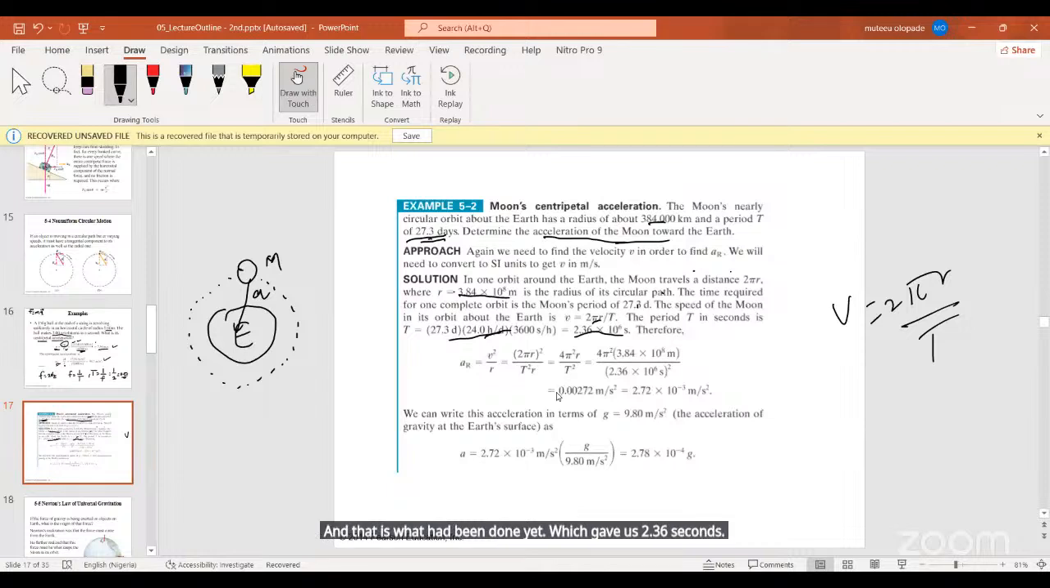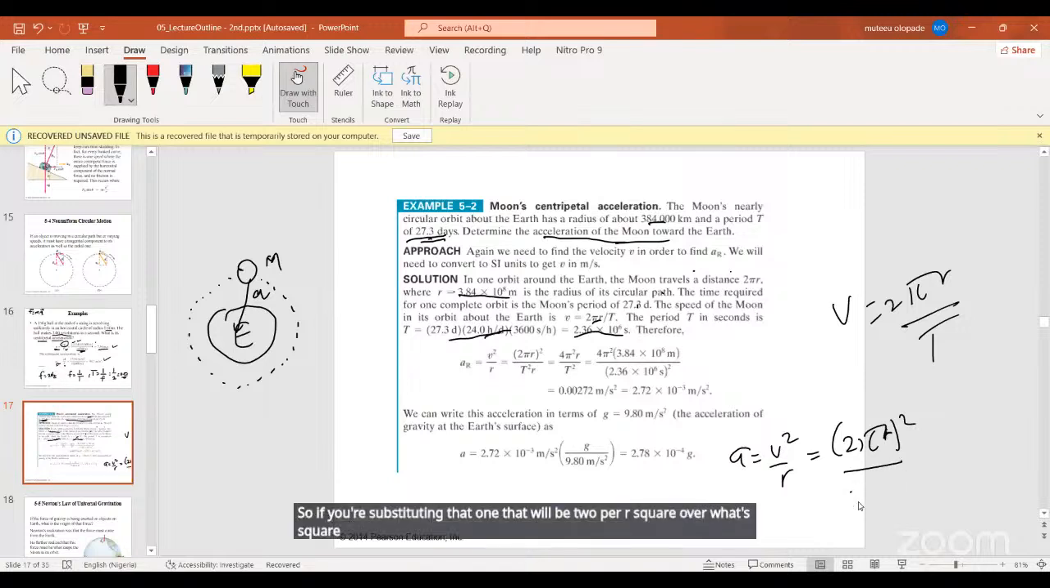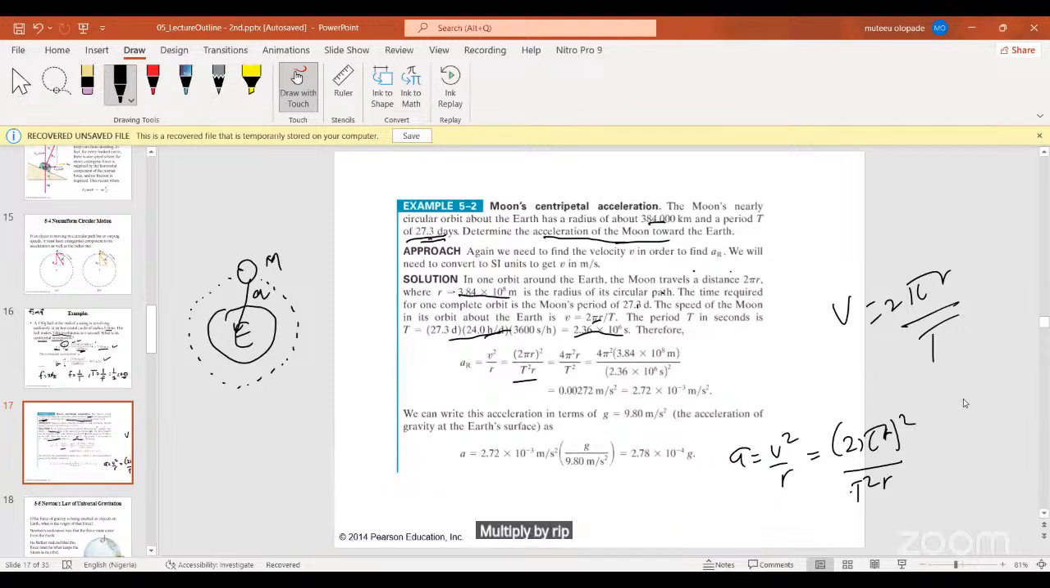So in order for us to calculate the acceleration, acceleration is given as v squared divided by r. But mind you, our v is equal to 2 pi r over T. If you substitute that in, that will be (2 pi r) squared over T squared, multiplied by r. If you break this down further, you have 4 pi squared r squared divided by T squared r.